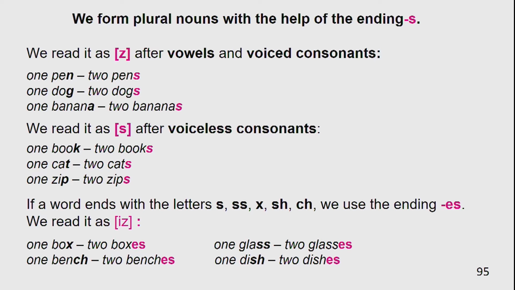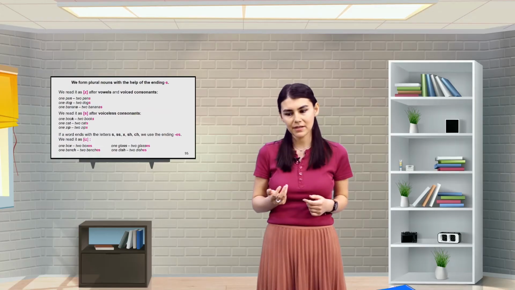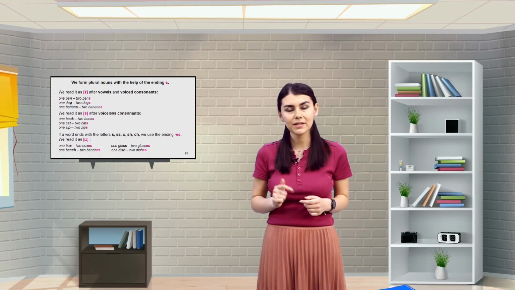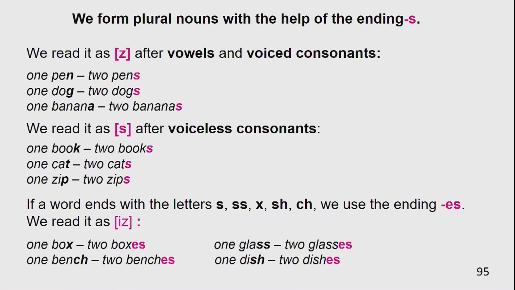And if a word ends with the letters like s, double s, x, or letter combinations sh or ch, we use the ending es, and we read it as iz. Look, 1 box, 2 boxes. 1 bench, 2 benches. 1 glass, 2 glasses.